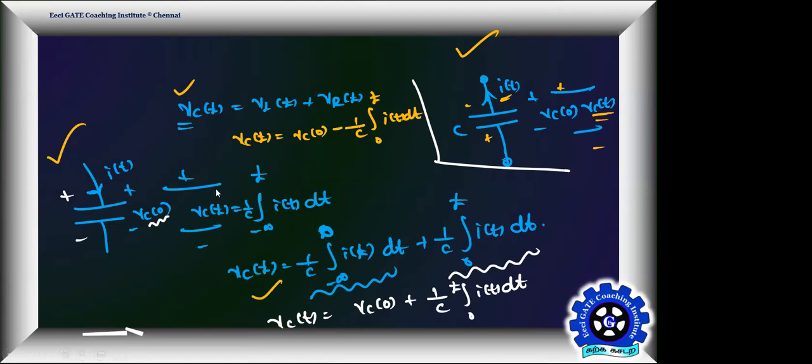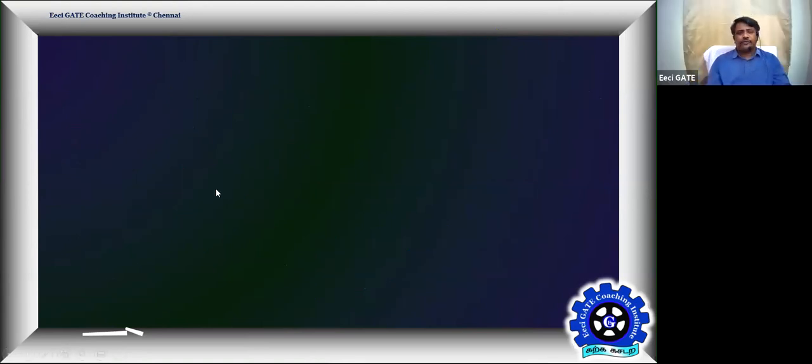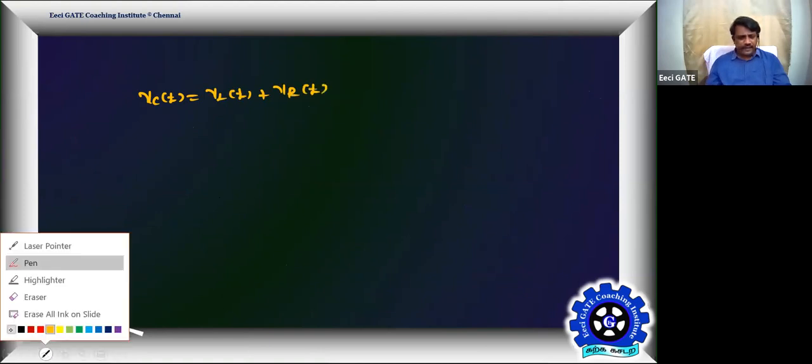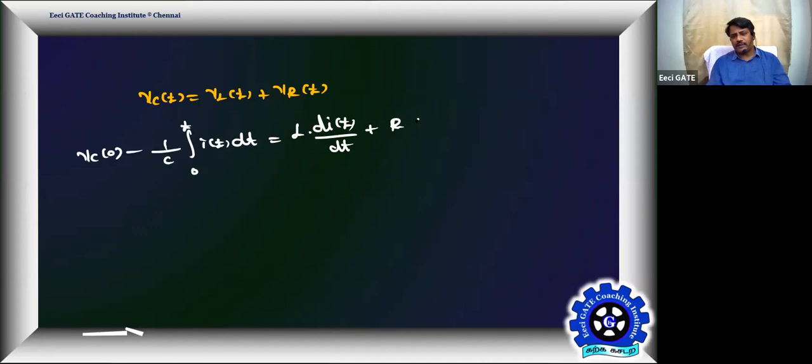Yes, now you can make your KVL. Therefore, your VC of t is equal to VL of t plus VR of t, which is going to become VC of 0 minus 1 by C integral 0 to t of I of t dt is equal to L into di by dt. That's a discharging current, plus R into I of t.